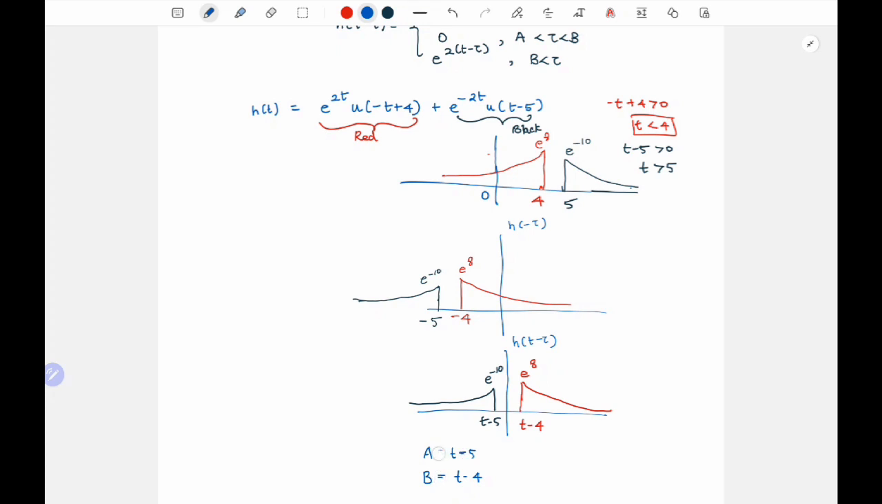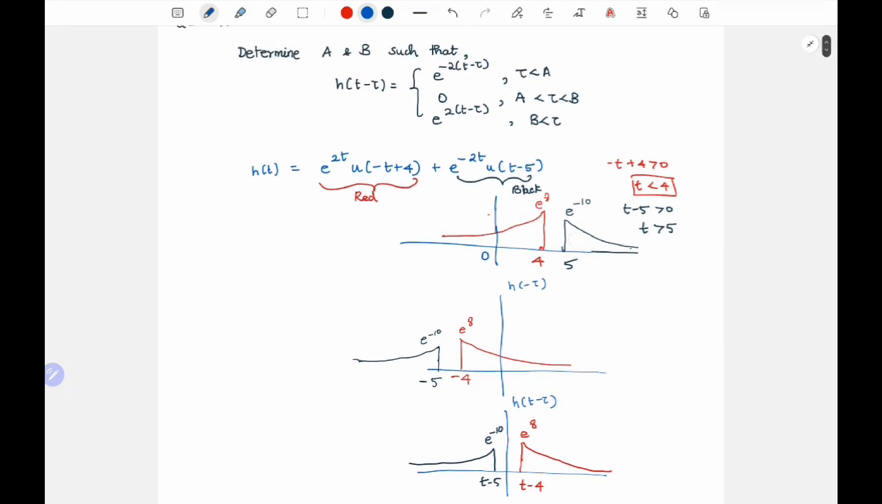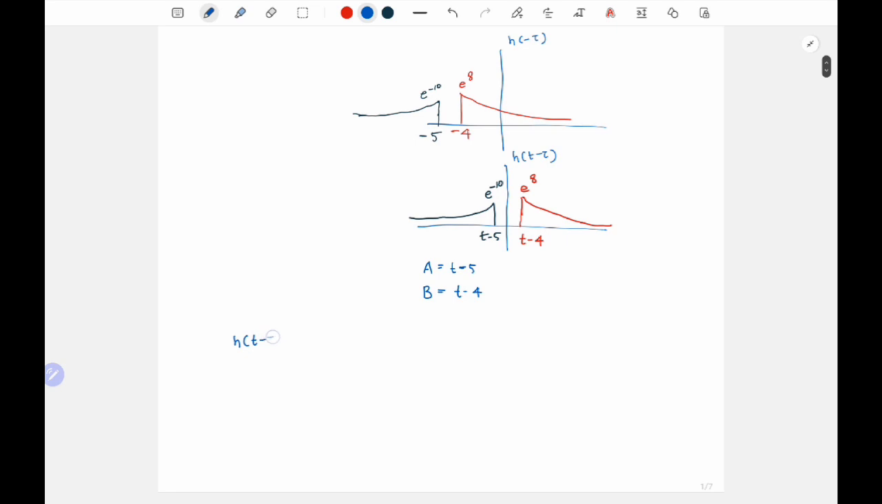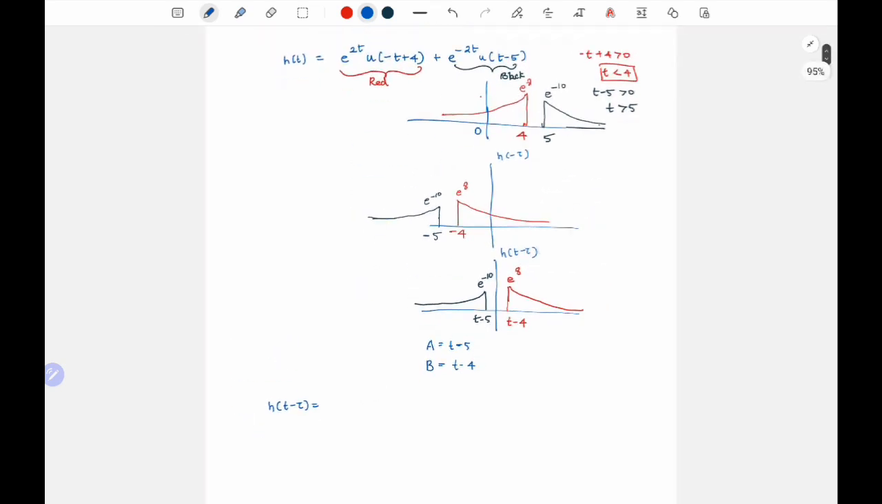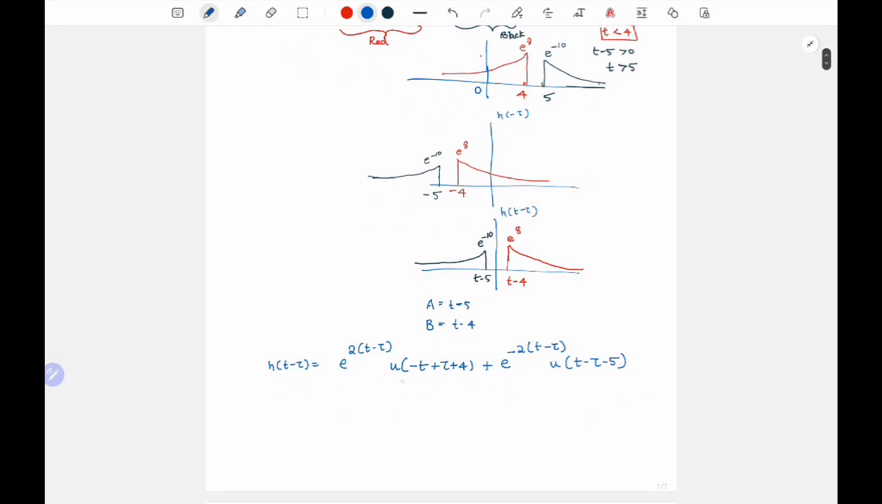So now let us also see what happens to the equations, right? So we will just find h of t minus tau directly from h of t. So we have h of t here. It will be just replacing t with t minus tau. So e power 2 into t minus tau u of minus t plus tau plus 4, right? Because of the bracket I have evaluated directly, plus e power minus 2 into t minus tau u of t minus tau minus 5. So now you can see where each of these signal exists. So where this exists for minus t plus tau plus 4 greater than 0. So this means tau is greater than t minus 4.